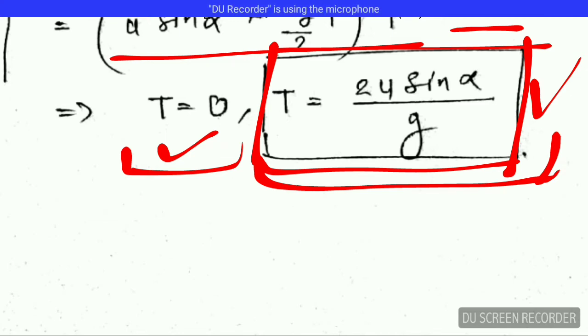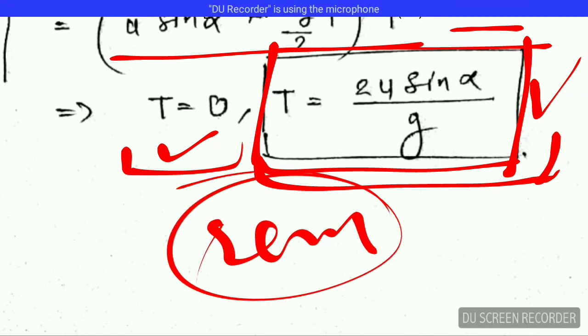So this is the time of flight, and it is very important for you to remember this formula. Remember this formula, this is the time of flight.